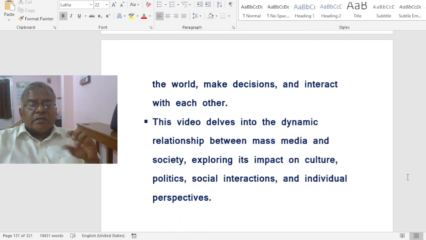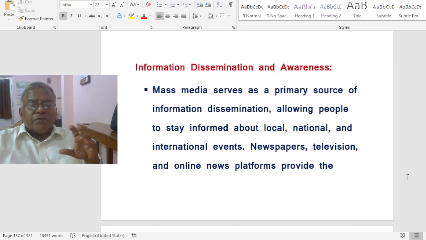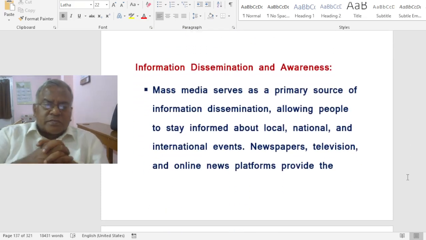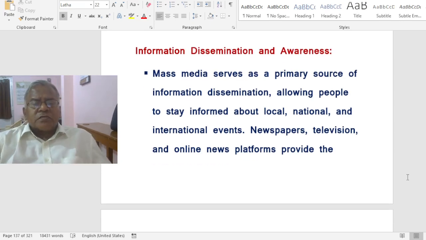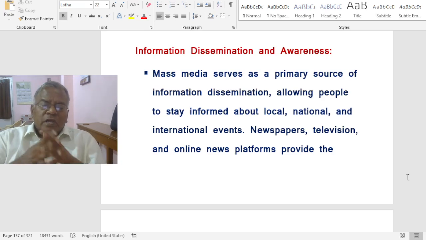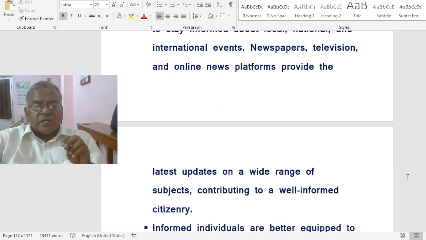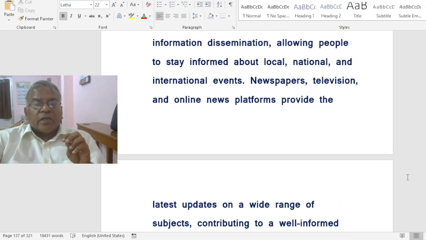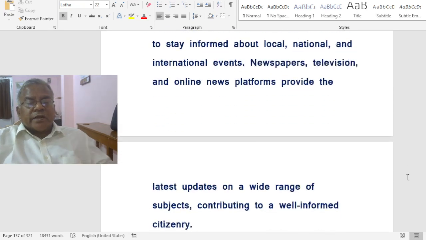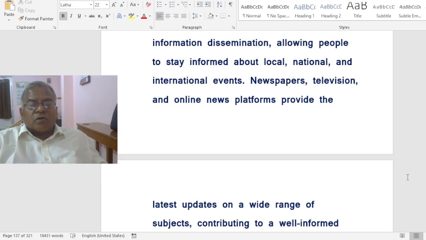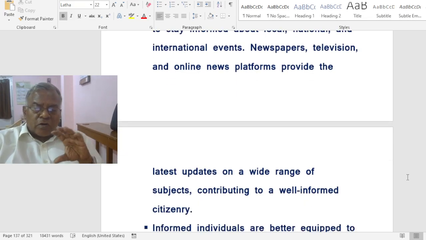This will, of course, be information dissemination and awareness. Mass media serves as a primary source of information dissemination, allowing people to stay informed about local, national and international events. Newspapers, television and online news platforms provide the latest updates on a wide range of subjects, contributing to a well-informed citizenship.